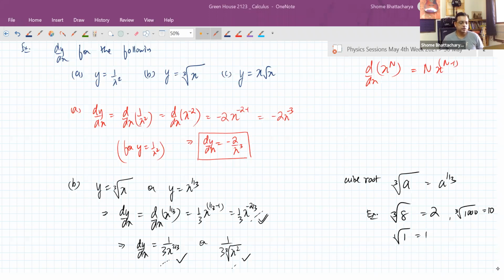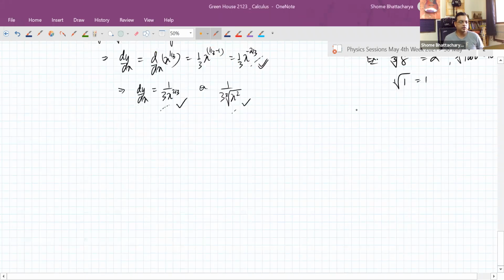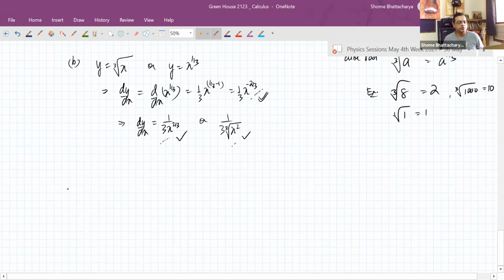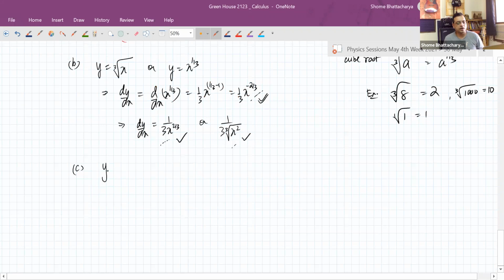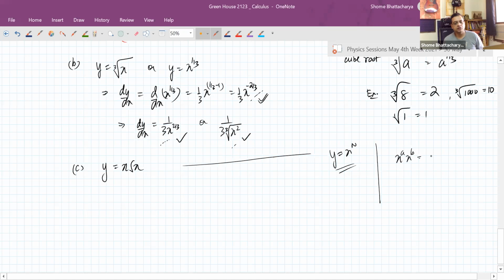So let's come to the third one. Now, third one, before you differentiate, you have to do a further bit of simplification. The third one, y is given as x into square root of x. So this has to be reduced to the form y is equal to x to the single power. So to reduce it to this, we will use the property that x to the power a into x to the power b is equal to x to the power a plus b. Similarly, if we had something like this, x to the power a upon x to the power b, we would have used the property a minus b.